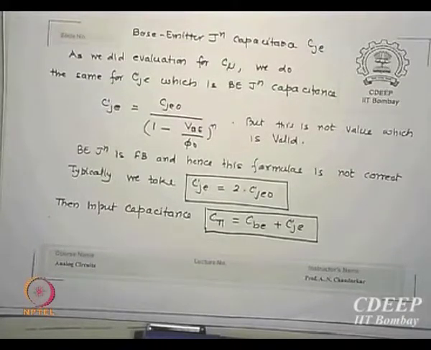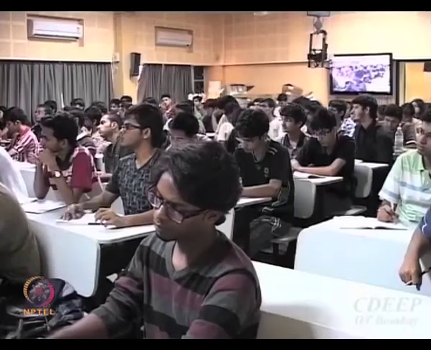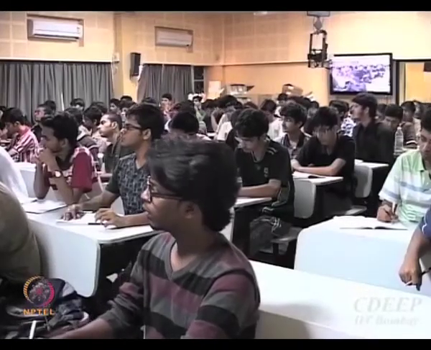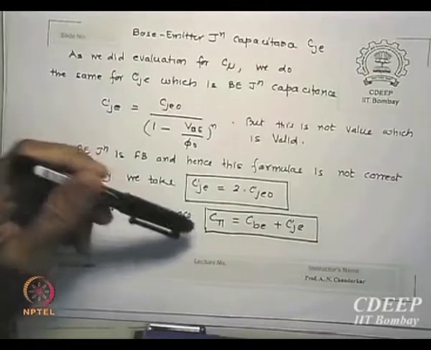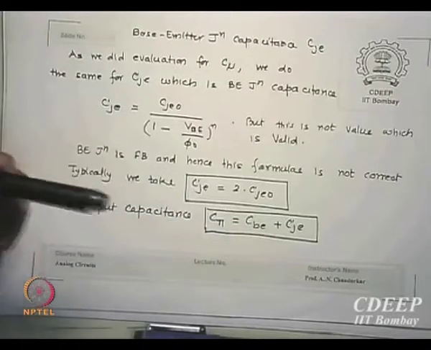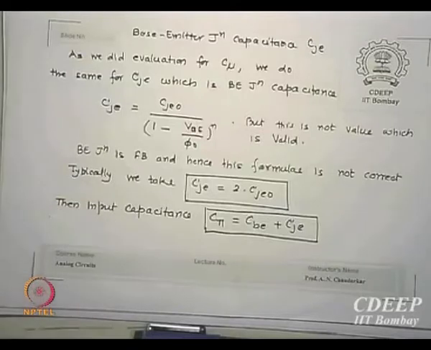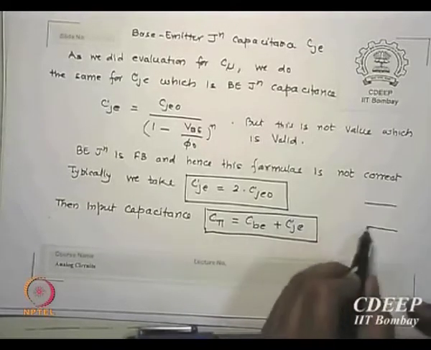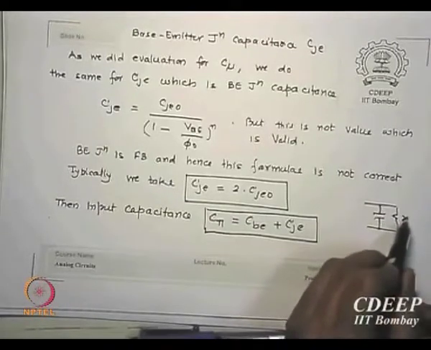You have two capacitances at the base emitter junction. What is the first one? The diffusion capacitor. What is the second one? Junction capacitor. So that total input capacitance is named as CBE plus CJE. Is that correct? The total input capacitance between base and emitter is C pi. Across this is R pi.